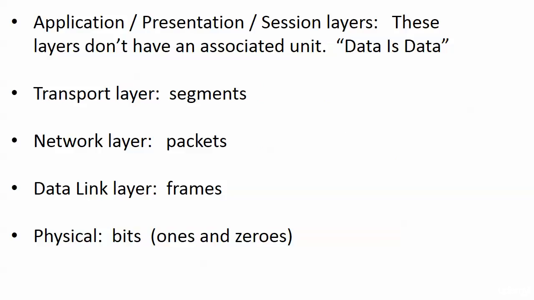Now, the application, presentation, and session layers, the ones that in our network admin jobs we really don't have a lot to do with, do not have an associated data unit. Data is data. It has not yet started to be prepared for transmission. Now at the transport layer, our data unit is segments. At the network layer, we're dealing with packets. At the data link layer, we're dealing with frames, and we're almost there. And then at the physical layer, it's all ones and zeros.